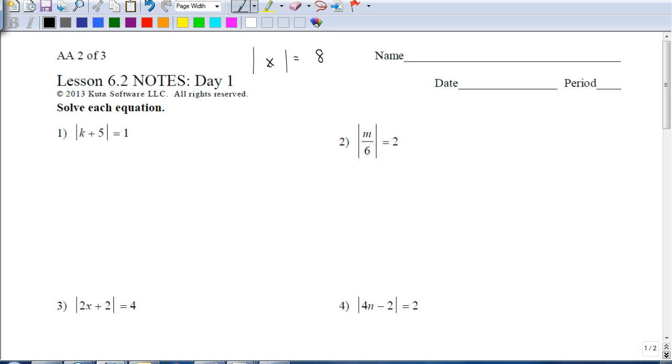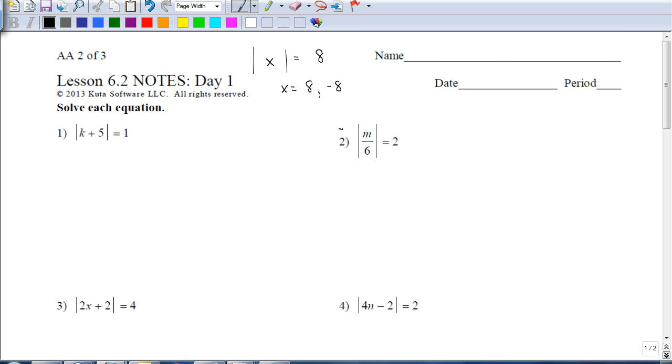Now, let's say I had a problem like this. Here I'm looking for what numbers could I put inside the absolute value that would give me 8 as my answer. Well, yes, of course, I could put 8 in there, because the number 8 is 8 units from 0. But we also have negative 8. Negative 8 is also 8 units from 0. So both of these would give me an absolute value of positive 8 as my answer. So I could put 8 in here for x, or I could put negative 8 in here for x.